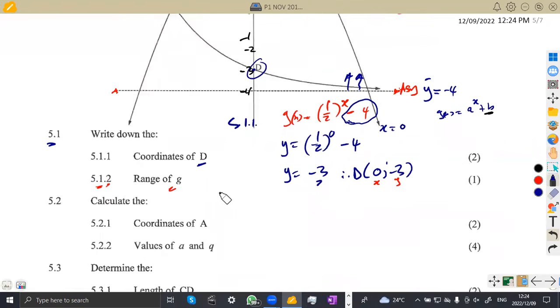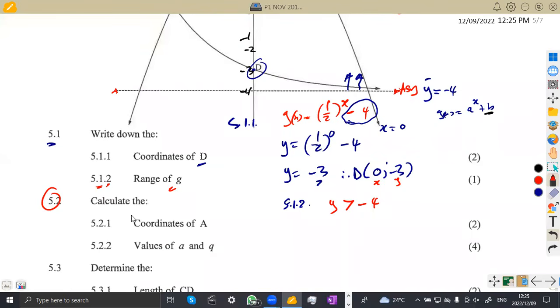So the range on 5.12, we are referring to the values of y which are greater than -4. They won't be equal to -4, so there is nothing like greater than or equal to -4. It's an asymptote. Remember, an asymptote is a point or a line which the graph is not going to reach. It will never reach that one. So y is greater than -4.